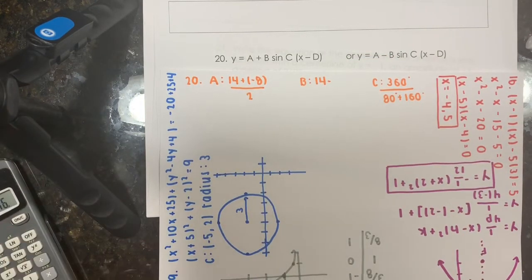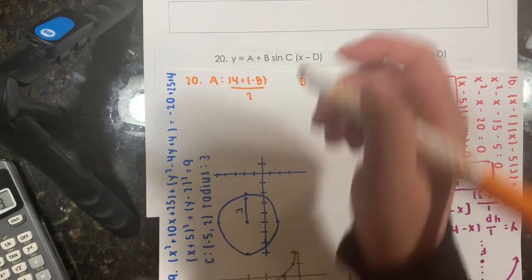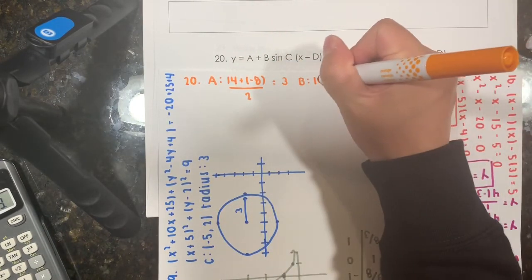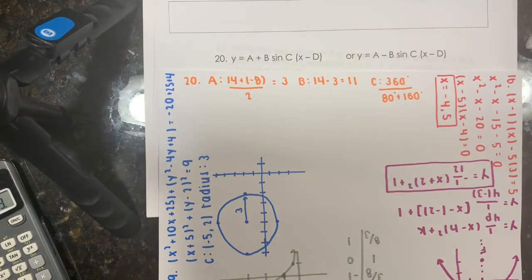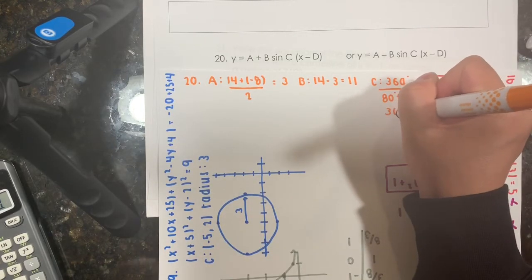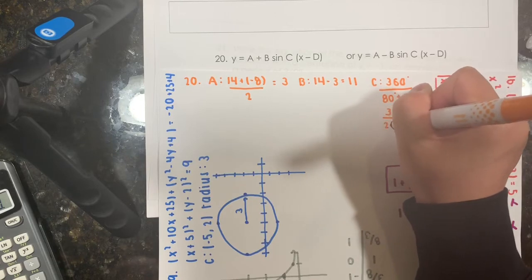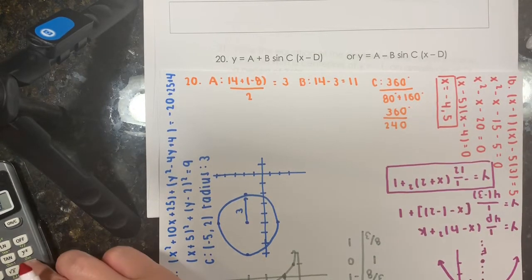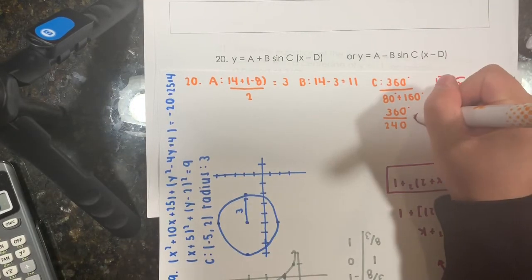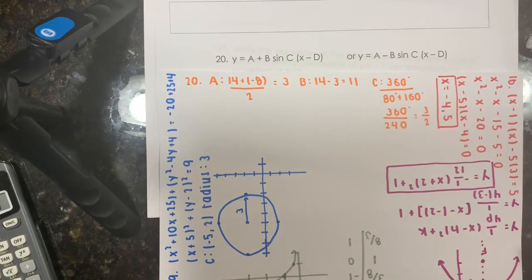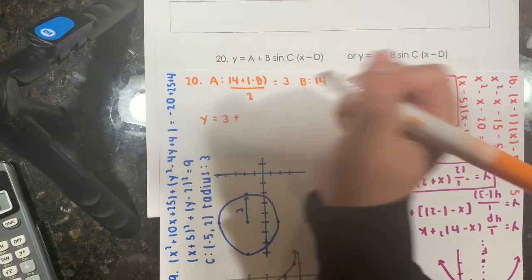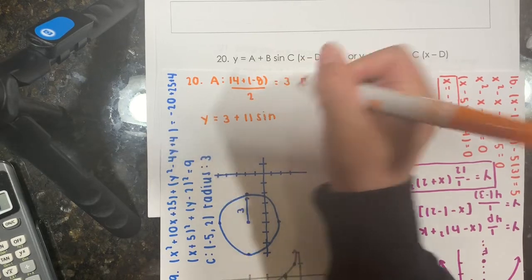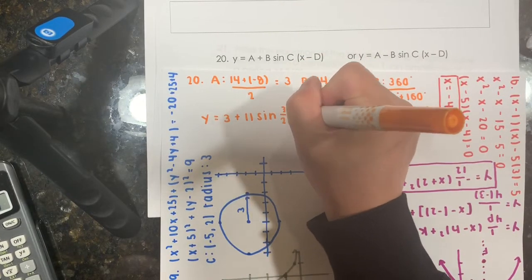So now I'm going to evaluate. I have 14 minus 8 divided by 2 gives me 3. My amplitude is top minus whatever I get for a, so top minus 3, so that's 11. 160 plus 80 is 240. So I have 360 divided by 240. And that would be equal to 3/2. Now, I can plug in what I know. So I have y equals 3 plus 11 sine 3/2. And now this is the phase shift.